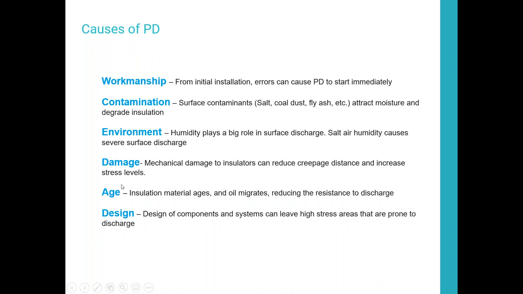Age: we've already discussed it, the insulating properties of insulation material will decrease over time. And then design. Some components of systems can leave high stress areas that are prone to discharge. We'll look at an example in a little bit of a non-shielded cable on an insulator bar, where those cables were making contact, creating a high electrical stress point and breaking down the insulation of the cable itself. So just the design and the way they're laid out can cause high electrical stress points that over time will deteriorate the insulation faster than if they weren't coming in contact or weren't exposed to that high electrical stress.